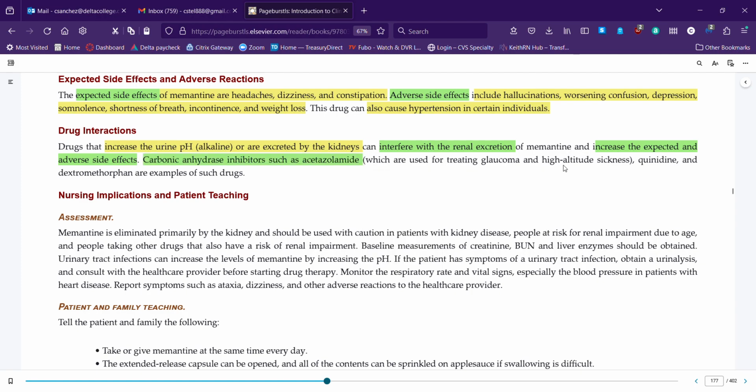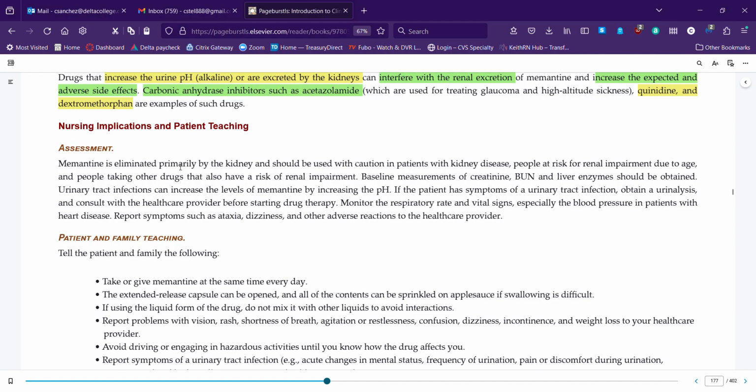inhibitors such as acetazolamide, which are used for treating glaucoma and high altitude sickness, quinidine and dextromethorphan are examples of such drugs. So these two drugs are the same drugs that we had to be very mindful of with the other Alzheimer type medication. So assessment.